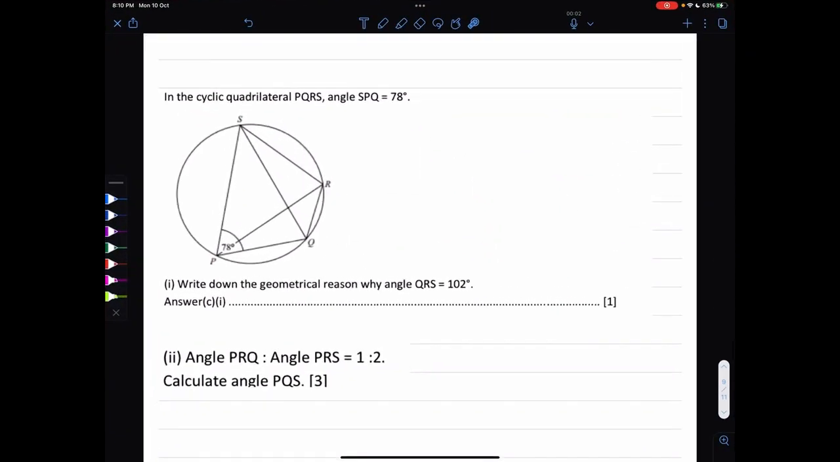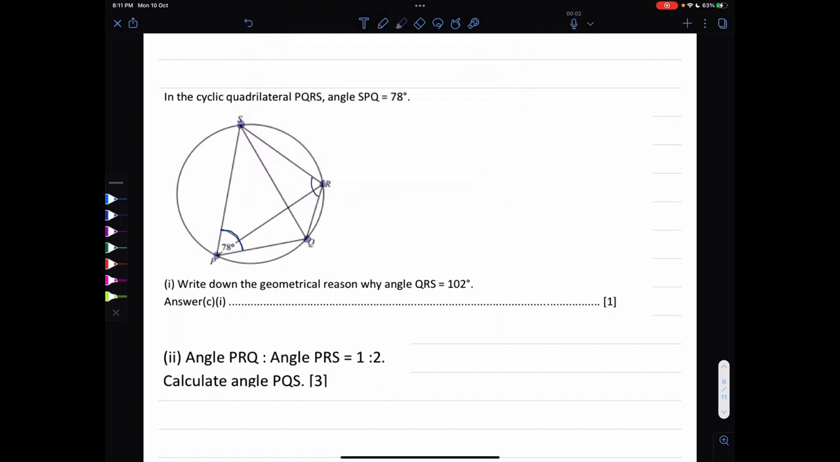Okay, let's look at how to apply these properties. In the cyclic quadrilateral PQRS. Now what is a cyclic quadrilateral? A cyclic quadrilateral is a quadrilateral whose vertices are all on the circumference. So PQRS is a quadrilateral whose vertices are all on the circumference of a circle. So the question says that angle SPQ, this angle, is 78. You need to write down the geometrical reason why angle QRS is going to be 102 degrees. QRS is this angle. Okay.